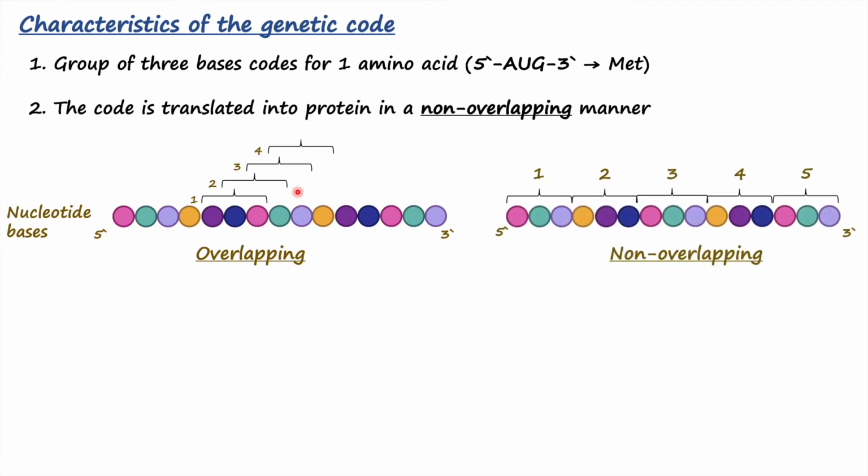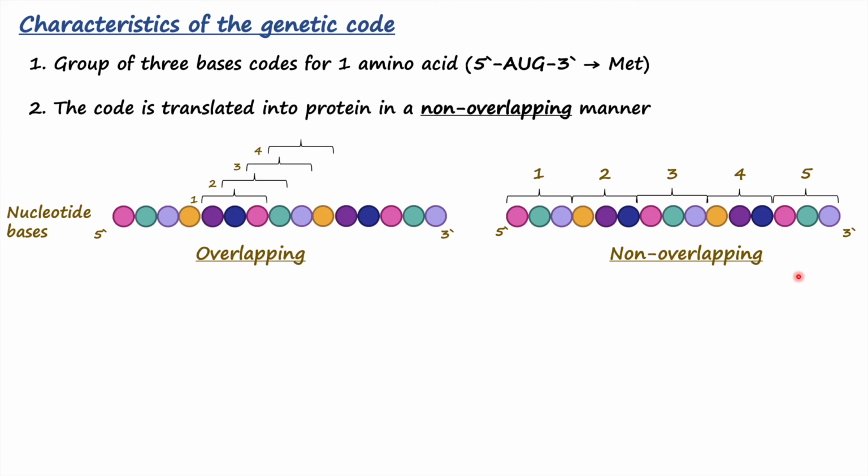Now non-overlapping means you start from the codons, and they are read from 5 prime to 3 prime end. So if you start from here, this is the first triplet, and then this is the second triplet, third triplet, fourth and fifth, and you see that there is no overlapping of nucleotide bases between these codons, and therefore it is called a non-overlapping manner.